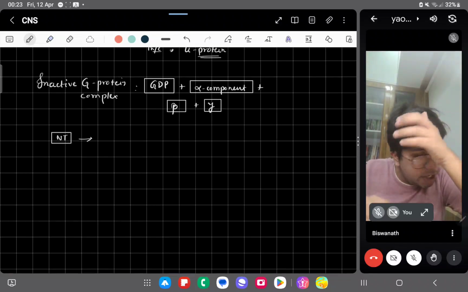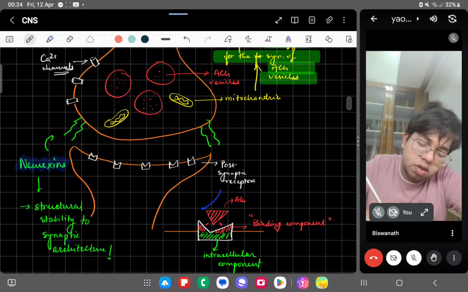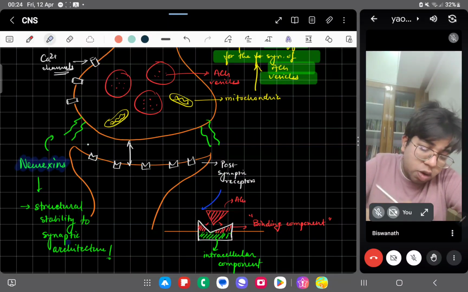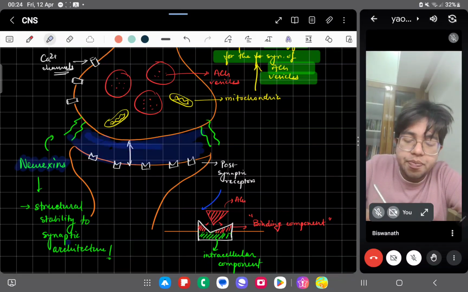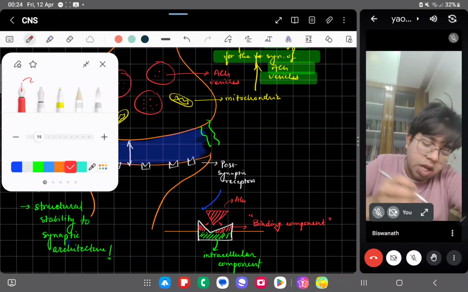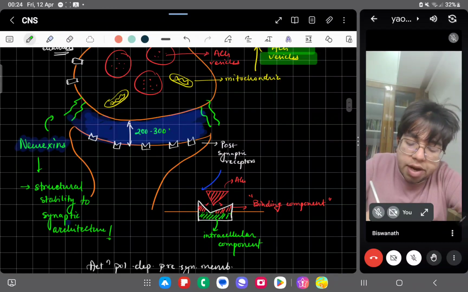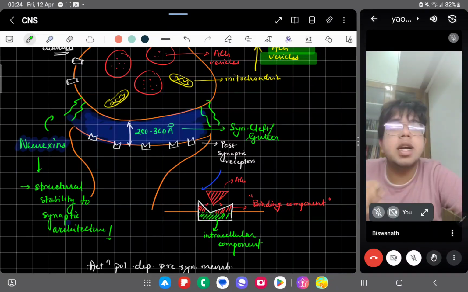Do you know the width of the synaptic cleft? Have I taught here? Okay, this width is the synaptic gutter or synaptic cleft. Just look at this blue shaded portion. This whole part is your synaptic cleft, and the width of the synaptic cleft is 200 to 300 angstrom. This is called the synaptic cleft or synaptic gutter, right?